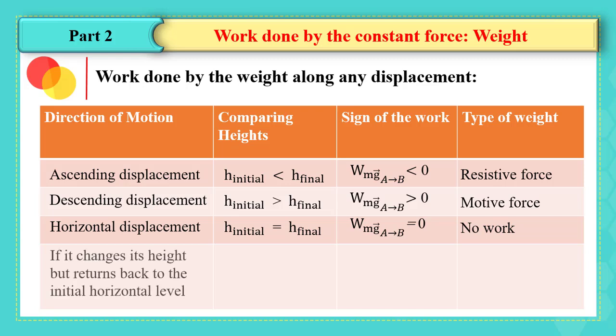Finally, if it changes its height but returns back to the initial horizontal level, like when you throw a ball upward and it returns back to your hand at the same initial launching level, we say that H initial and H final are equal to each other. The work done here is 0 and no work is done on the object.